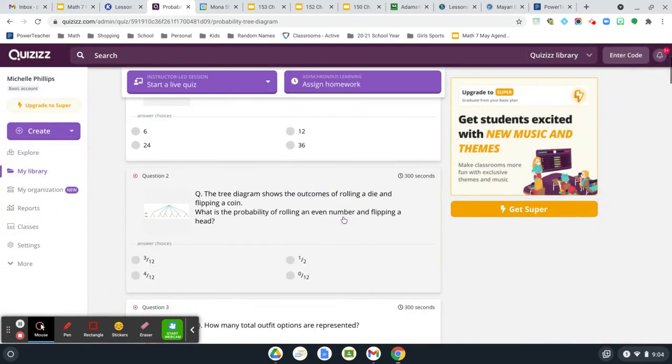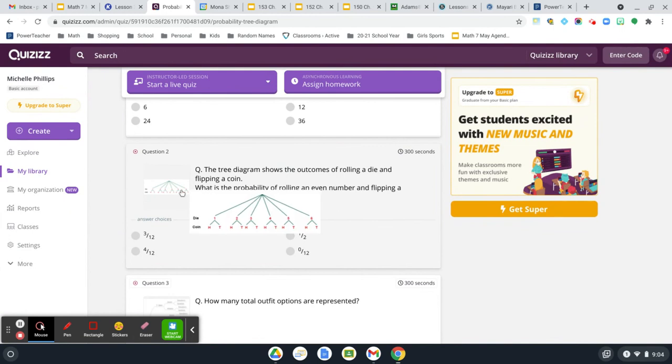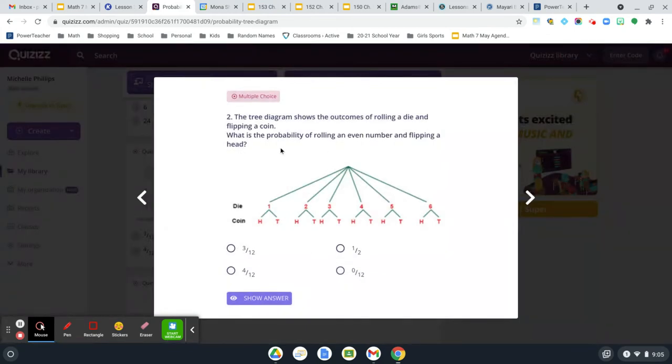Okay. So really what you're doing here in the quiz is you're looking at the tree diagrams that are already drawn, and you're going to find the probabilities, or you're going to read and see how many outcomes there are. So let's talk about this one really quick. The tree diagram shows the outcomes of rolling a die, again, 6-sided, and flipping a coin. What is the probability of rolling an even number and flipping heads? So look at your even numbers. 2, 4, and 6, right? Those are the even numbers you're going to focus on. And flipping heads. So you can roll a 2 and heads, you can roll a 4 and heads, and you can roll a 6 and heads.